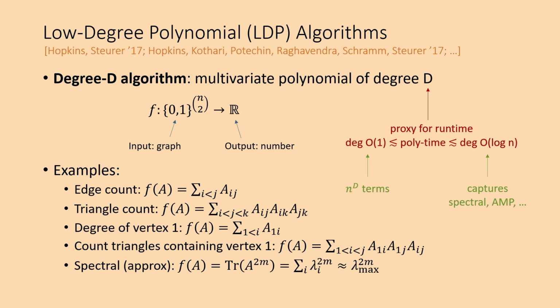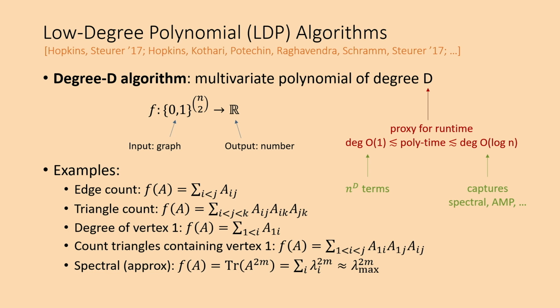So what do I mean by this? I'm talking about an algorithm that itself can be represented as a multivariate polynomial whose inputs are all the entries of my adjacency matrix. Right, so I observe this graph. I have one input variable for each potential edge. It's either a 0 or 1 saying, is the edge there or not? And you're allowed to take any polynomial of those edge variables and output a number.